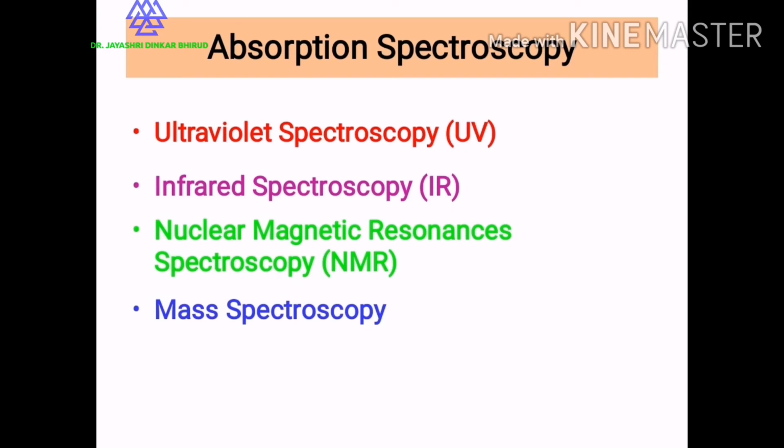Due to this, UV spectra are broad, because UV spectroscopy gives electronic, rotational plus vibrational excitation, and these excitations overlap with each other. Therefore, UV spectra are broad. So, based on the radiation, spectroscopic methods are of the following types: ultraviolet spectroscopy (UV), infrared spectroscopy (IR), nuclear magnetic resonance spectroscopy (NMR) and mass spectroscopy.